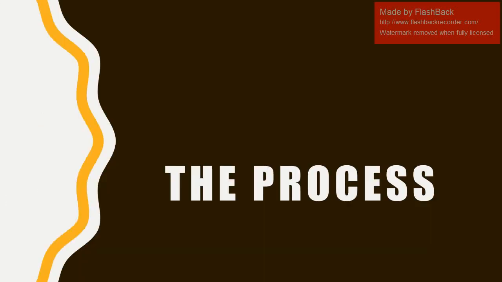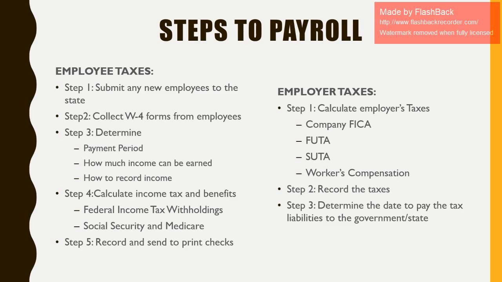So now we've discussed all the types of employees that there are out there. Now we're going to be moving into the actual process for payroll. Okay? So here are the steps to payroll. In this one, I say there's 5, but there's probably a lot more. It can range depending on how you determine it, but I say there's 5. So you have to know that there are 5 steps to doing employee taxes, and then there are 3 steps to do employer taxes.